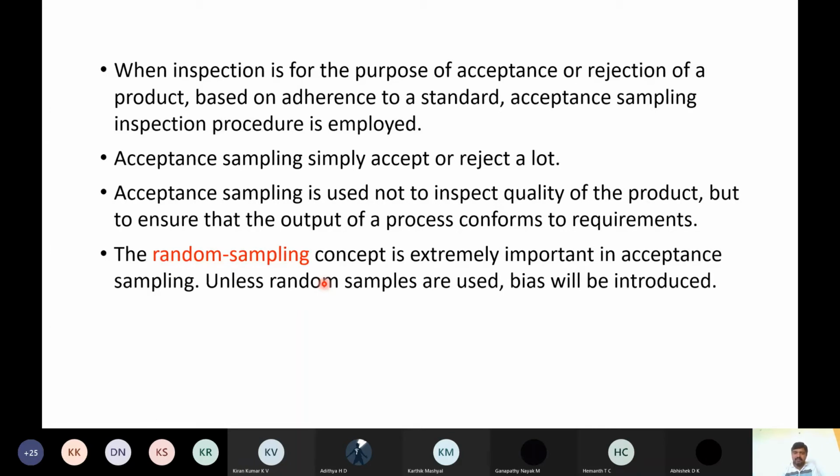Otherwise, if you have some bias, you will end up picking 10 which will result in accepting a lot. Or if you have a bias to reject the lot, you may be picking 10 which look like defective, and you may be rejecting that. So that will not give any idea regarding the lot. In order to have a proper picture regarding the lot, random sampling should be done. That means a person who is picking samples should not have any bias in his mind. Randomly he should pick. He should close his eyes and pick. That is the approach.